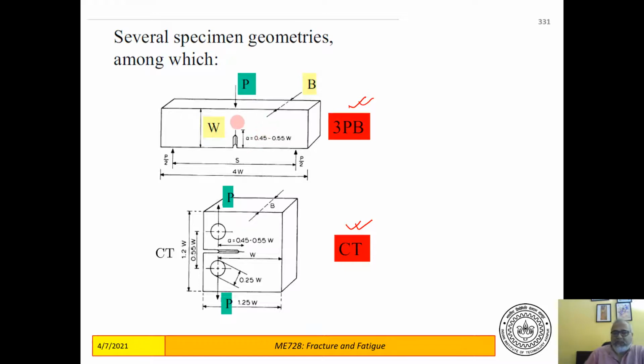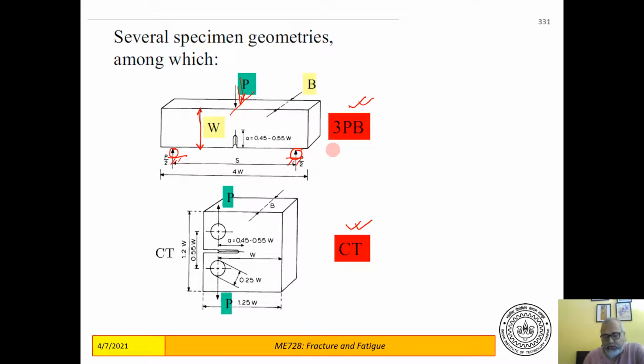So these specimens have breadth, which is B, and then this is subjected to a line load. So the line load has to be applied exactly at the middle over this crack tip. And the ASTM standards suggest that this has to be simply supported, so your supports are placed at a distance S apart, where S is at least 4W, where W is the width of the specimen. W is this, and at least 4W is your span.